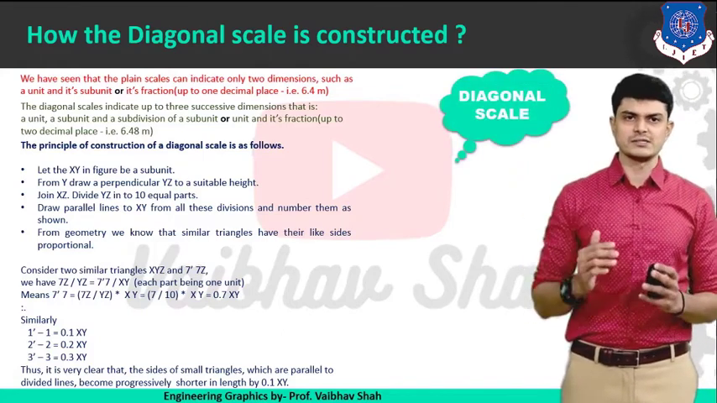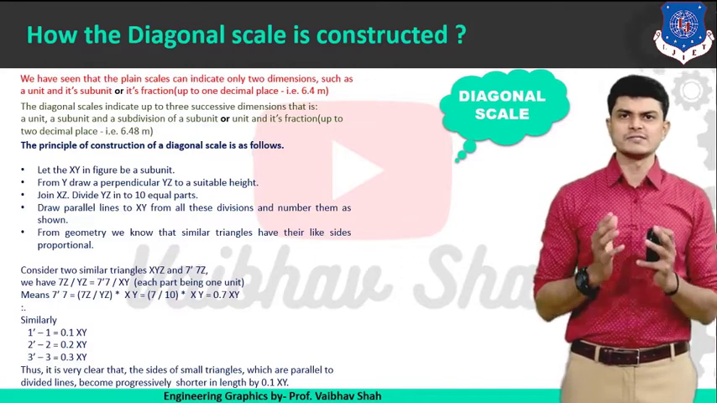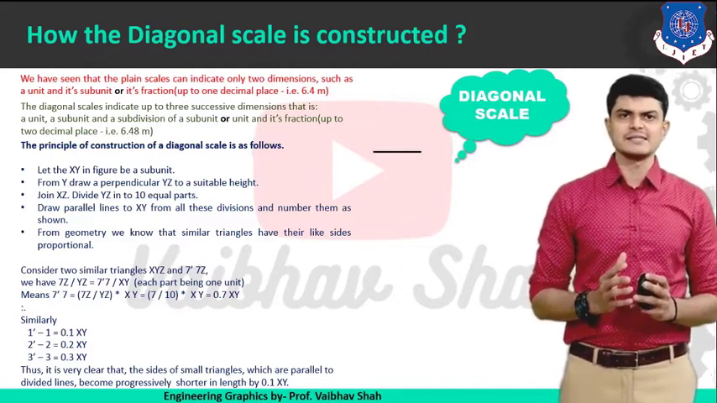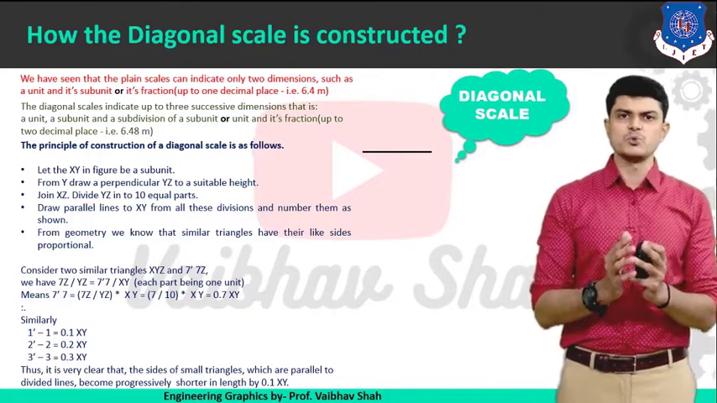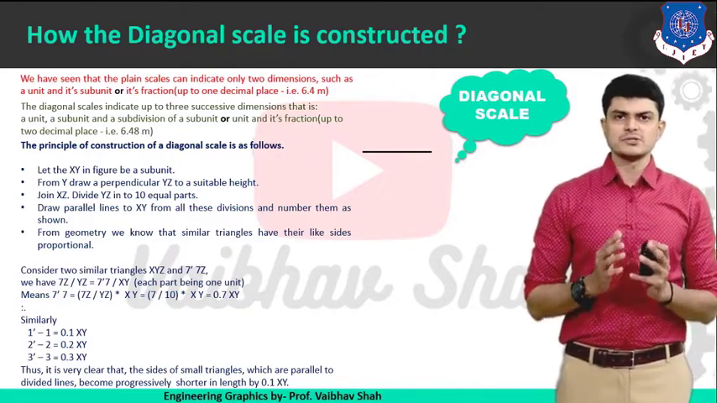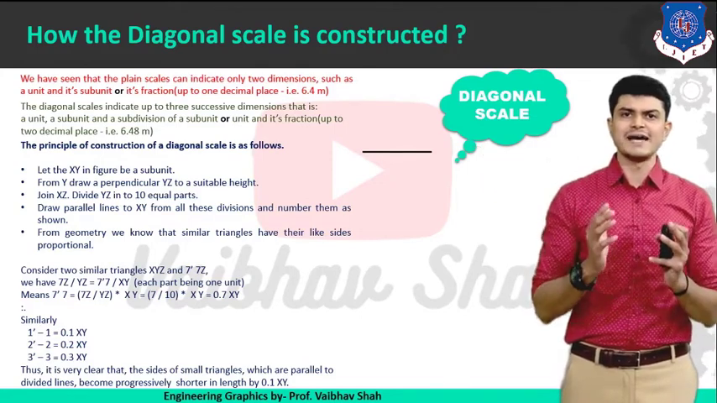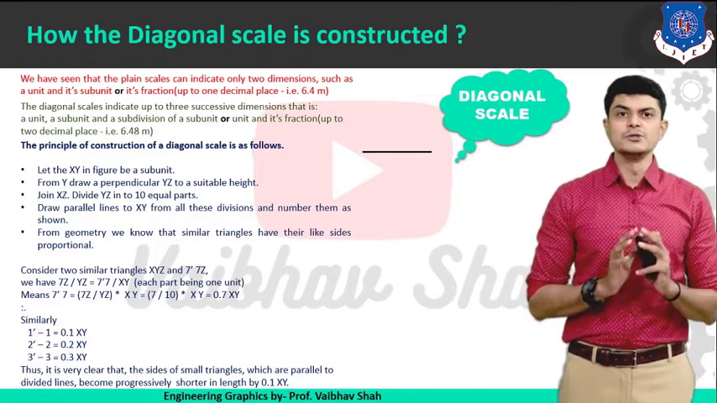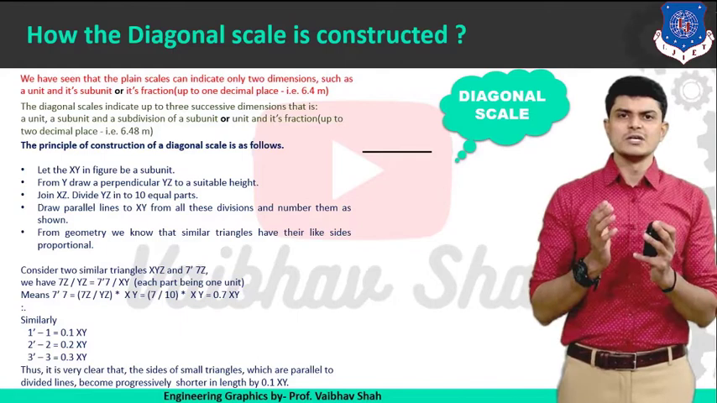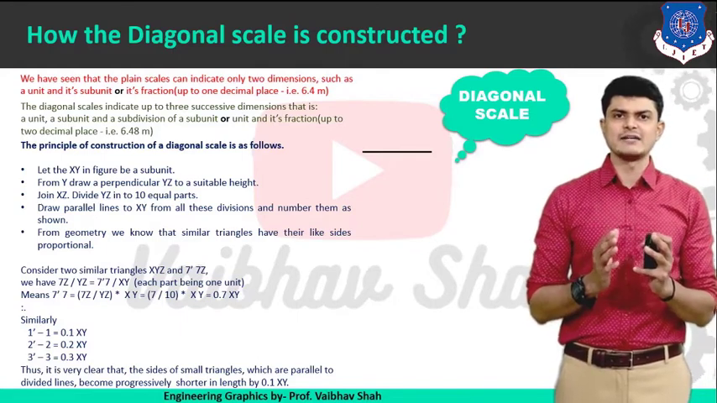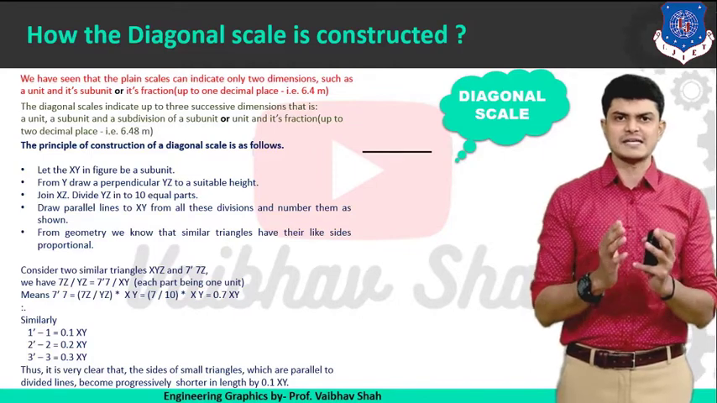So how to construct this diagonal scale now? Let us suppose we are taking one subunit xy. We will divide this line into 10 equal parts. So I ask you, is it possible to divide this small line into 10 equal parts? No. Because if you try to divide a very small line into that many equal parts, it will be very difficult to identify each of the parts separately.